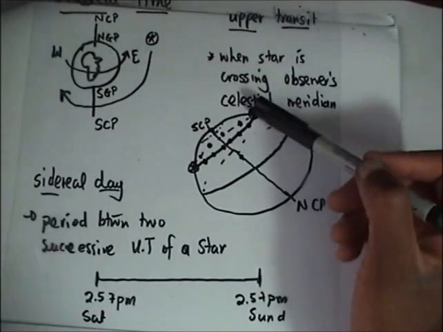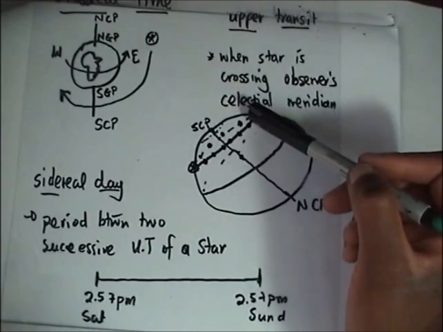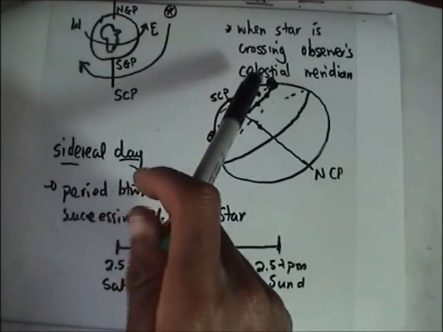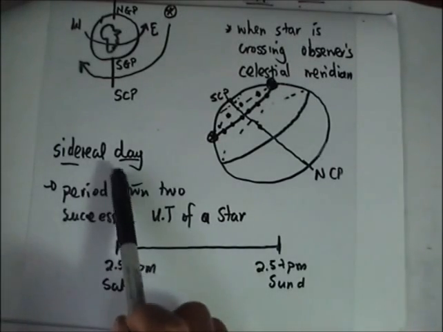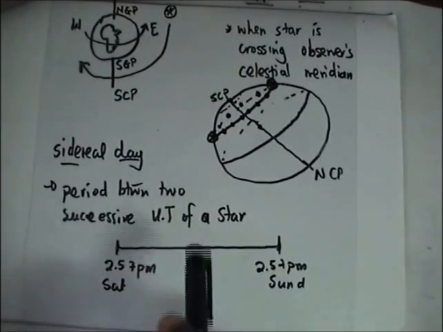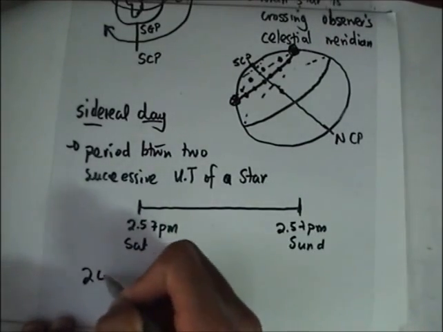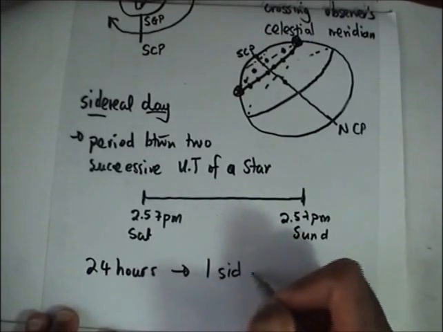So the period between two successive upper transits, when the star goes down and then comes back up to upper transit, is called a sidereal day. It's a sidereal day because we are talking about stars. We are going to see that maybe later on as we start discussing exactly what sidereal time is. So for now, we have defined our sidereal day. A sidereal day is divided into 24 sidereal hours, so we have 24 hours making up one sidereal day.